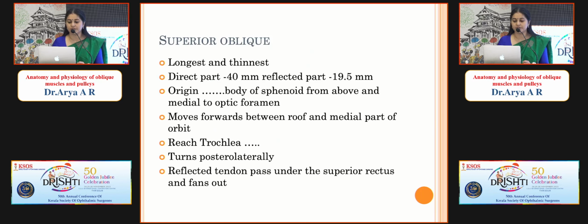Coming to superior oblique, it is the longest and thinnest muscle. The direct part is about 40 millimeters, and the reflected part is 19.5 millimeters, and it originates from the body of sphenoid from above and medial to the optic foramen. It moves forwards between the roof and medial part of orbit. Once it reaches the trochlea, it turns posterolaterally and gets inserted behind the equator. The reflected tendon passes under the superior rectus muscle and fans out.